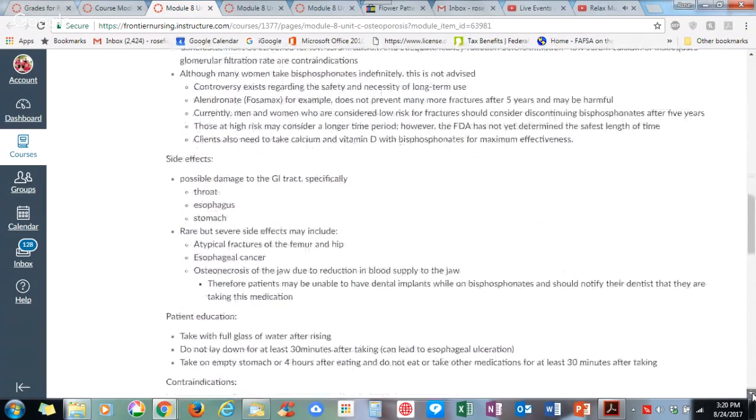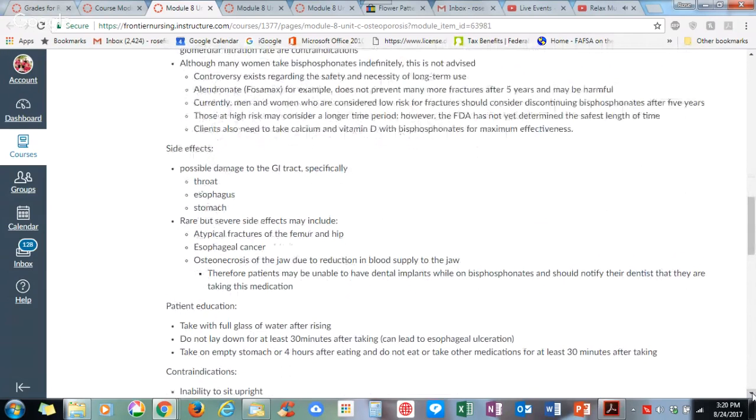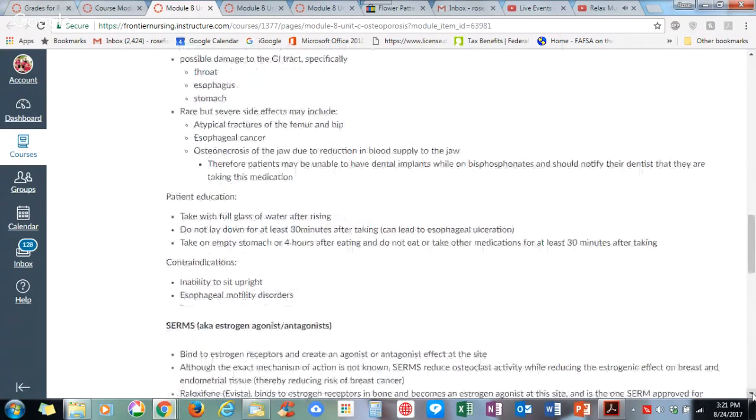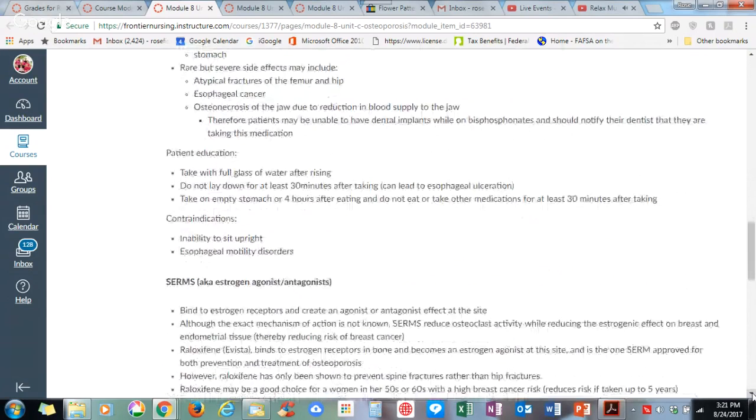Rare but severe side effects may include atypical fracture of the femur and hips, esophageal cancer, and osteonecrosis of the jaw due to reduction in blood supply to the jaw. Therefore, patients may be unable to have dental implants while on bisphosphonates and should notify their dentist when they are taking this medication. Patient education: take with a full glass of water after rising.